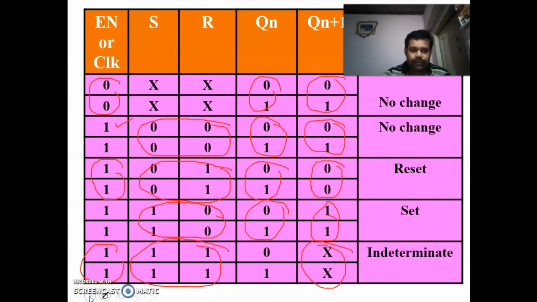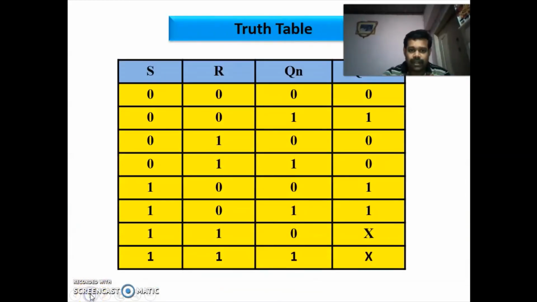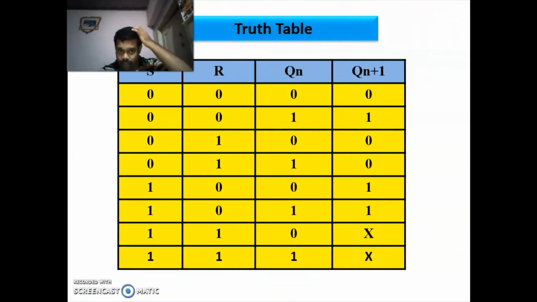Now, this is a truth table without clock, and this truth table we will be using to find the characteristic equation. Similarly, we will be using it for the excitation table. In order to find the excitation table and the characteristic equation, we will be using this truth table. This truth table is also similar to the previous one. When S and R are 0, whatever you are having in the present state, may be 0 or 1, the same present state will be coming in the next state.